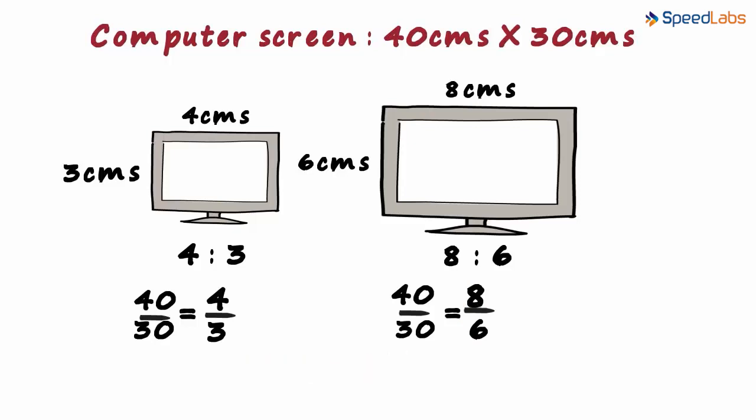All the three ratios, 40 by 30, 4 by 3, and 8/6, are actually equal. We just changed the numerator and the denominator based on the requirement. Here, we had to draw a smaller screen, and hence we reduced the numerator and the denominator proportionally. That's proportion. It's nothing but equivalent ratios.